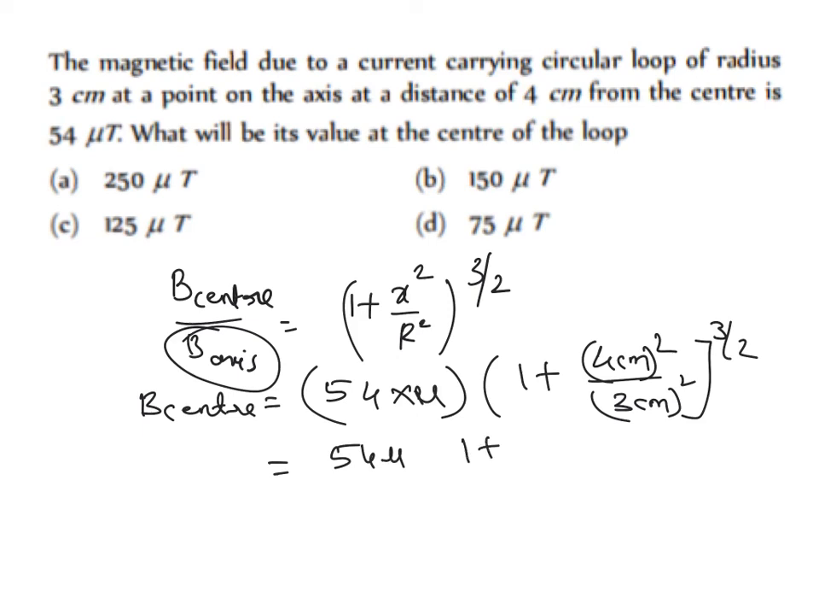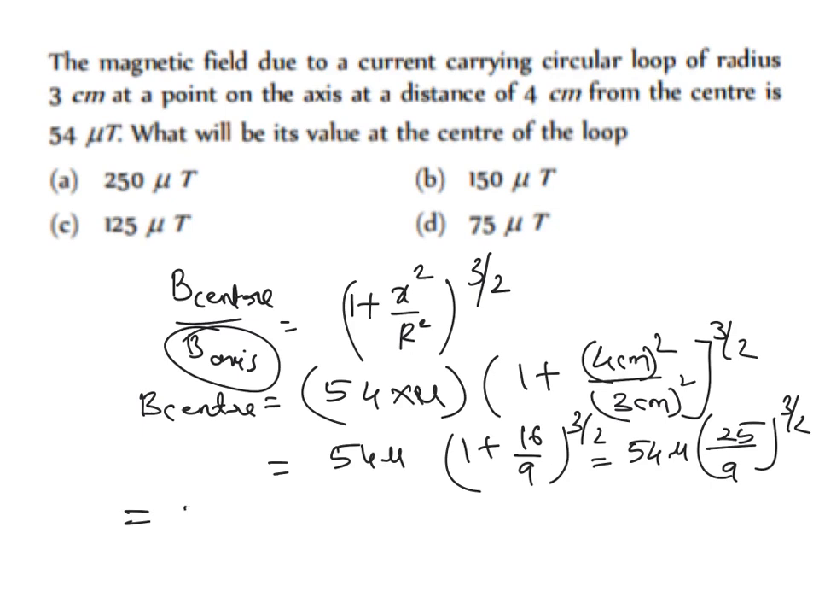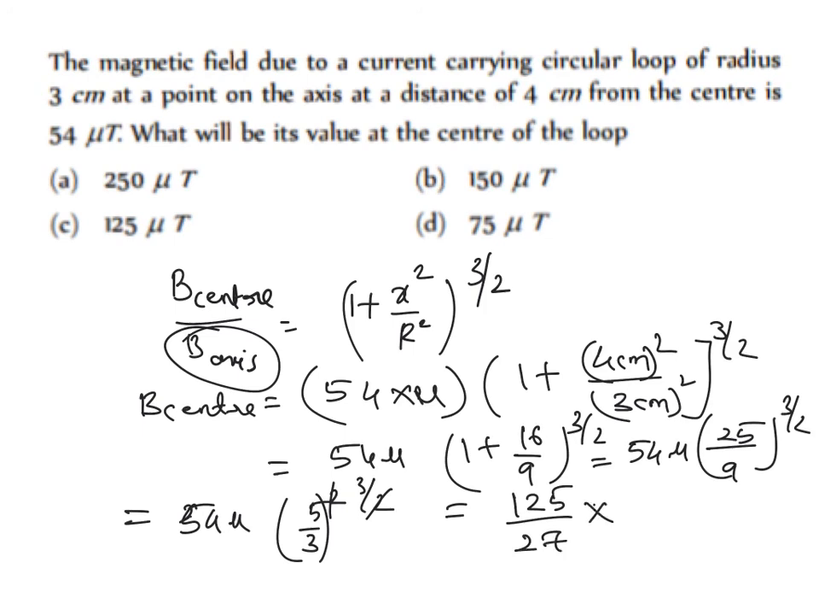So it is 54 micro into 1 plus 16 divided by 9 whole to the power of 3 by 2, that is equal to 54 micro into 25 divided by 9 whole to the power of 3 by 2. So this is equal to 54 micro into 5 square by 3 square whole to the power of 3 by 2. Now the 2 is gone, and we are left with 125 divided by 27 into 54 micro. 27 ones are 27, 27 twos are 54.